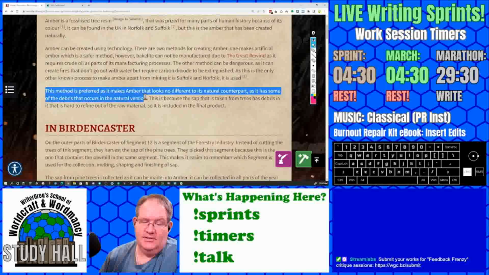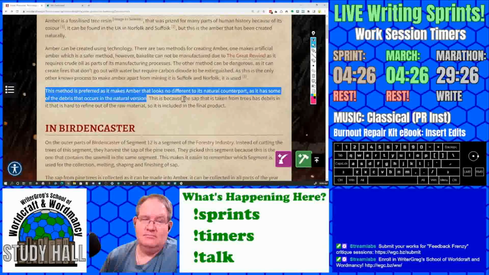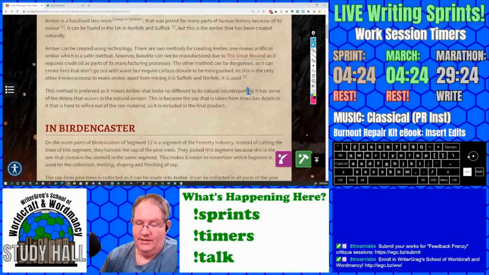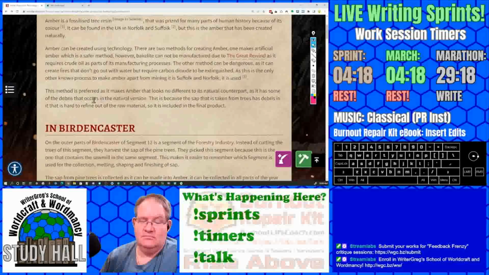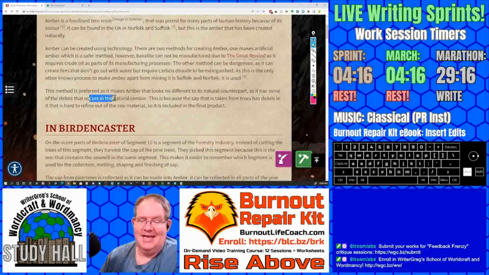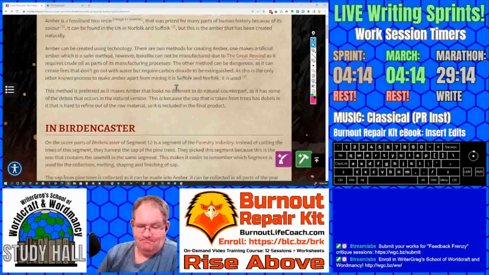This method is preferred as it makes amber look no different to its natural counterpart. Okay, then you can go, period. This is because it has some debris, the same as the natural version. Okay?